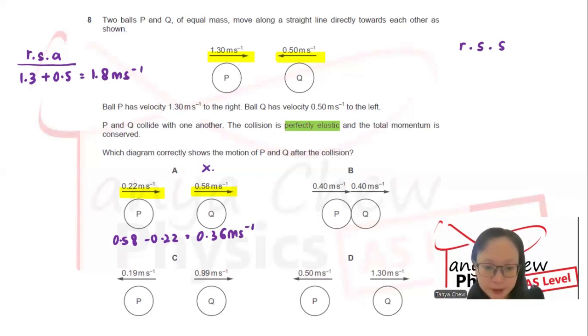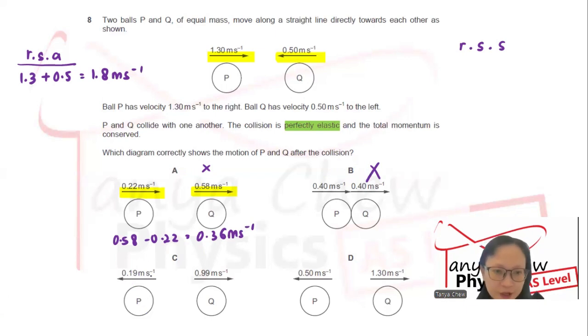What about B? In B, P and Q seem to be sticking together and moving together with the same speed. So this is not perfectly elastic. If perfectly elastic, they wouldn't be in physical contact with each other and moving at the same speed.